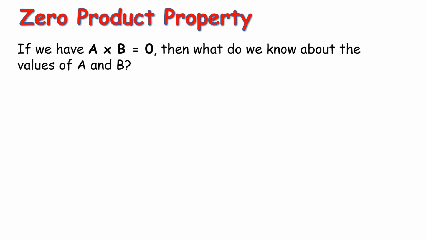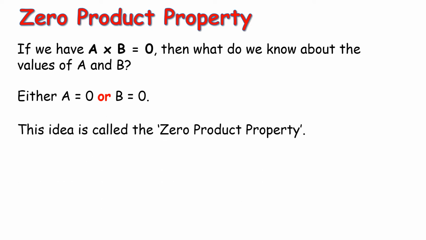So let's talk about the zero product property. This is very straightforward. If I have A multiplied by B and I tell you that that product equals 0, then what do you know about A and B? Basically, can you think of two numbers that multiply to give me 0? You can pause the video and have a think. The answer is 0 by anything will give me 0. So this will be true as long as A or B is 0. It has to be that either A or B is 0, or possibly both of them.